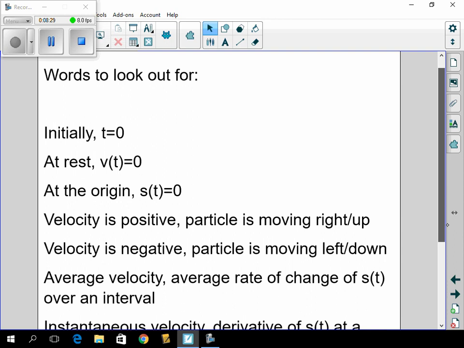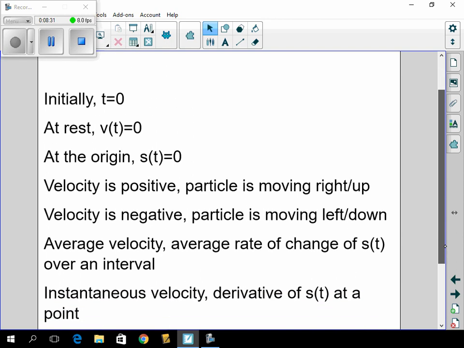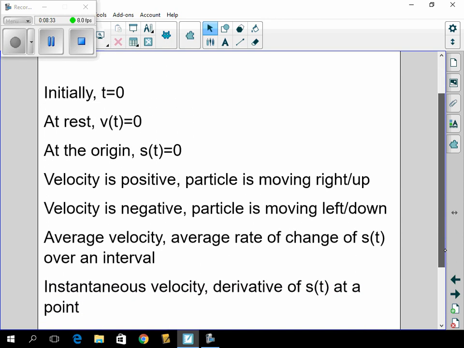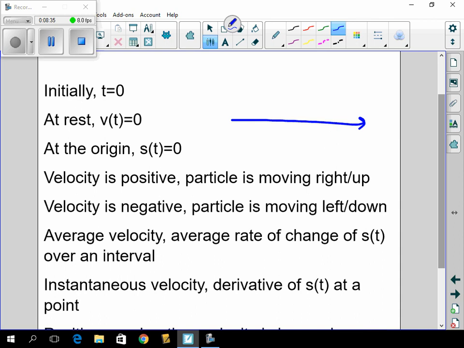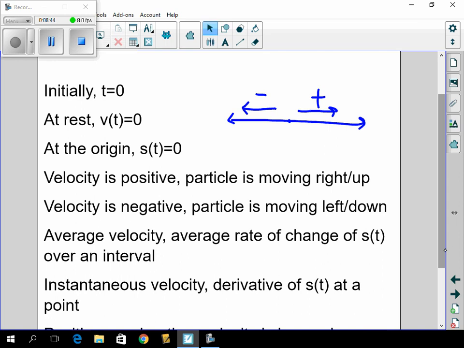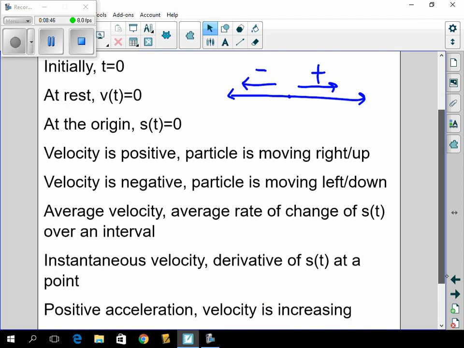When velocity is positive, my particle is moving right. So this goes back to our line. When my particle moves right, it moves in the positive direction. When it moves left, it moves in the negative direction. So when velocity is negative, the particle is moving to the left.